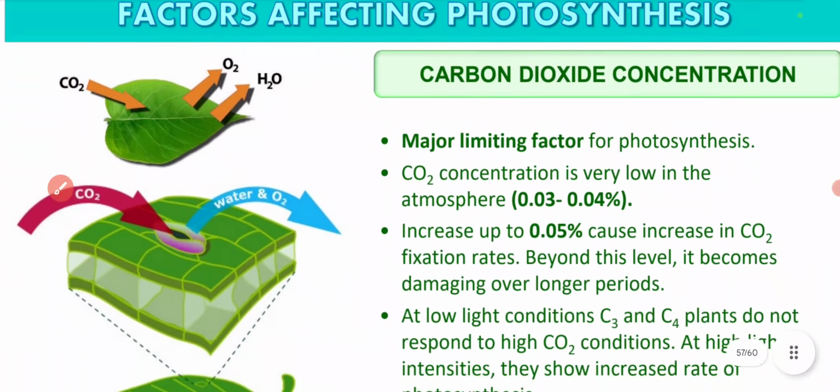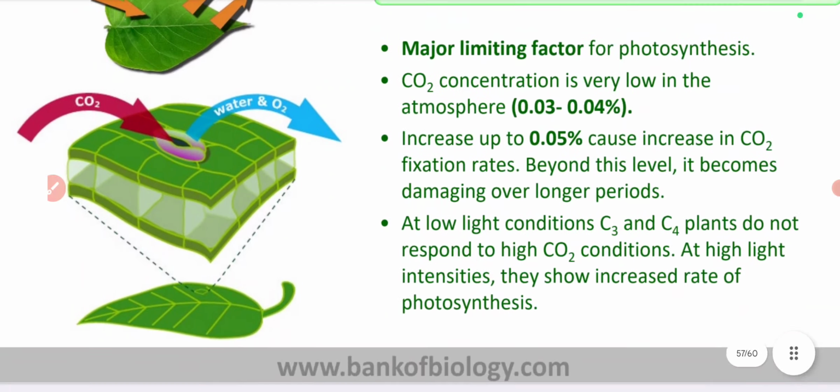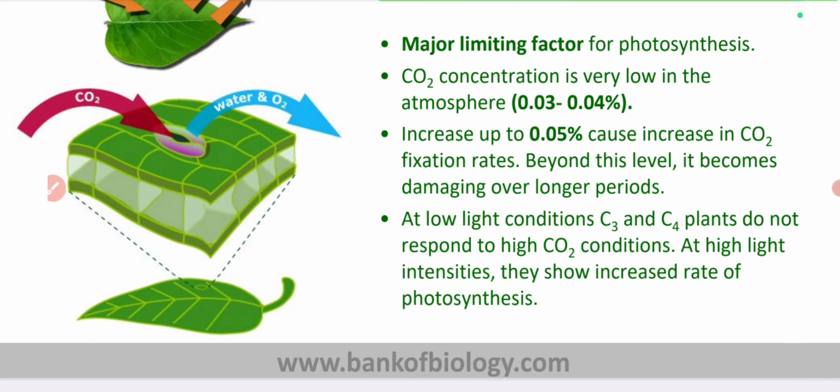Next, carbon dioxide concentration, a major limiting factor for photosynthesis. CO2 concentration is very low in the atmosphere, 0.03 to 0.04%. An increase up to 0.05% causes an increase in CO2 fixation rate. Beyond this level, it becomes damaging over a longer period. At low light conditions, C3 and C4 plants do not respond to high CO2 conditions. At high light intensities, they show an increased rate of photosynthesis.